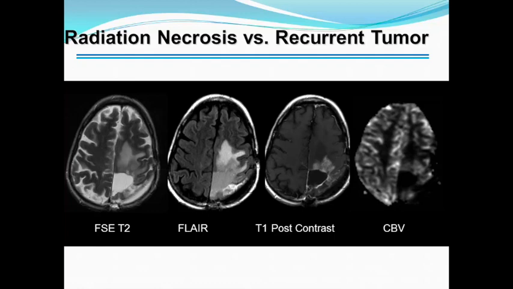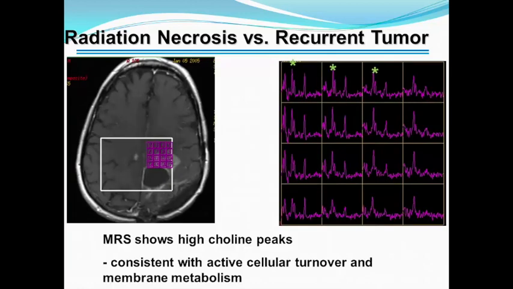There are hyperintensities on T2 weighted imaging and FLAIR. Then there is enhancement again on his T1 post-contrast images. And the CBV is not very conclusive. So we did spectroscopy, and we find massive elevation of choline even in non-enhancing regions of the brain. This is certainly consistent with active cellular turnover and membrane metabolism. This patient in fact had recurrent tumor.